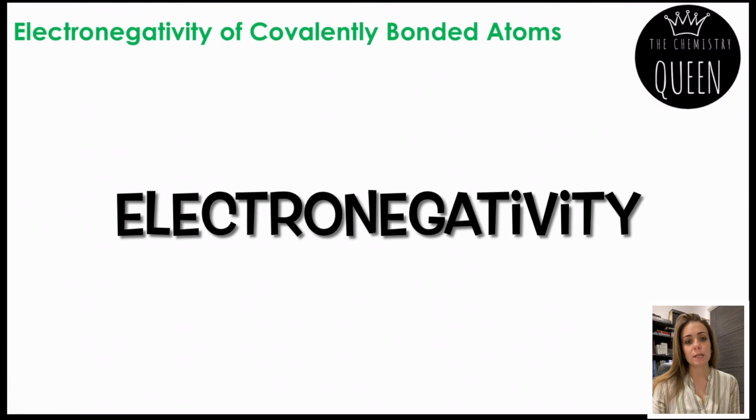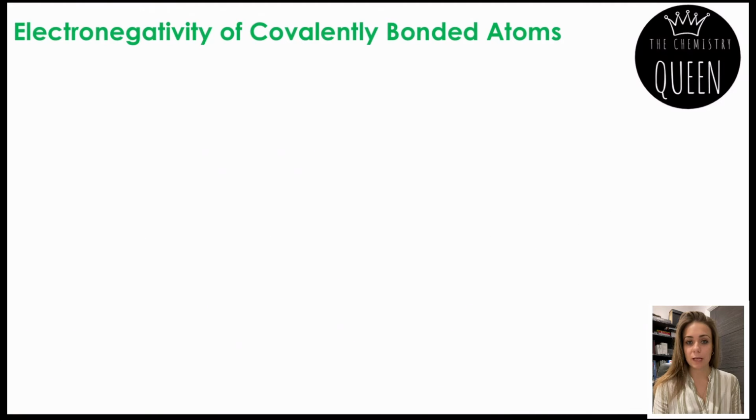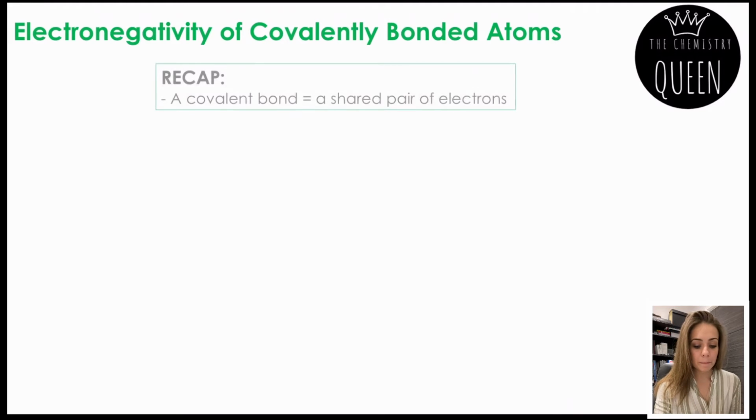Electronegativity is a key property of atoms of elements that can crop up in any part of the A-level course. But in today's video, I'm going to be primarily explaining what electronegativity is and how we can use electronegativity of different atoms to predict the type of structure and bonding that occurs within different substances. I'm going to focus on covalently bonded atoms to start with.